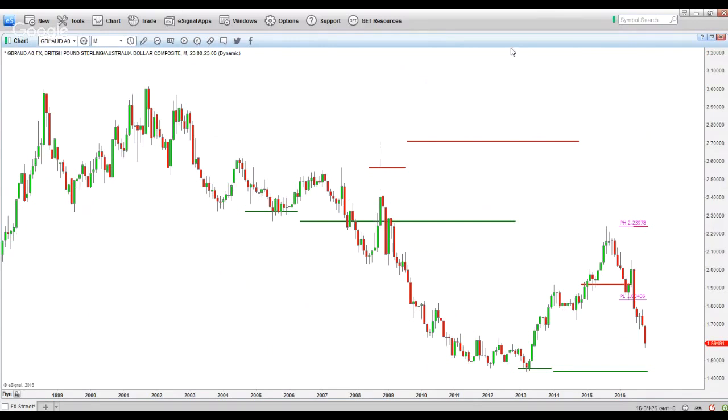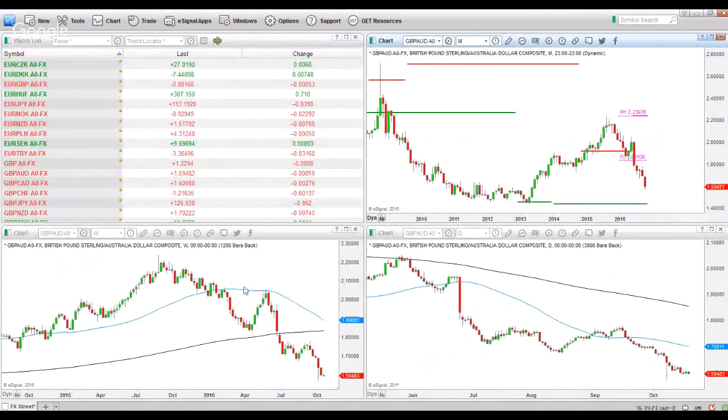I'm already short on the pound Aussie dollar. Why? Because we're below the weekly 50, we're below the weekly 200, we're below the daily 200, we're below the daily 50. So let's think about it. We're below the pink lines on the monthly. We have space towards these next major levels of support. We are below the 50 and the 200, both on the weekly and daily. Everything is telling me high probability environment.